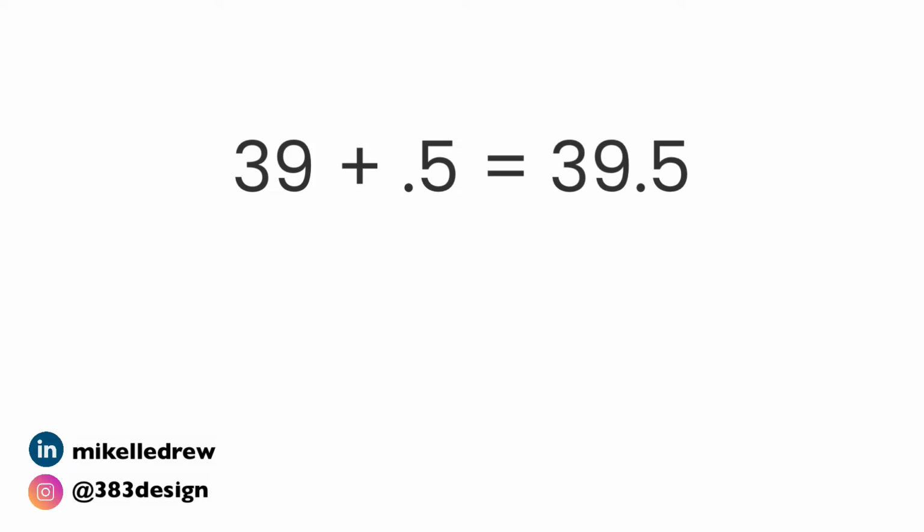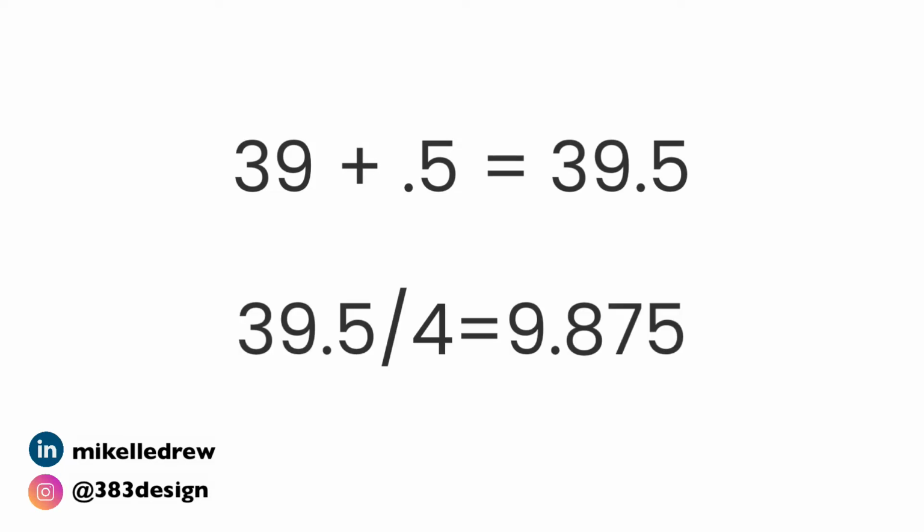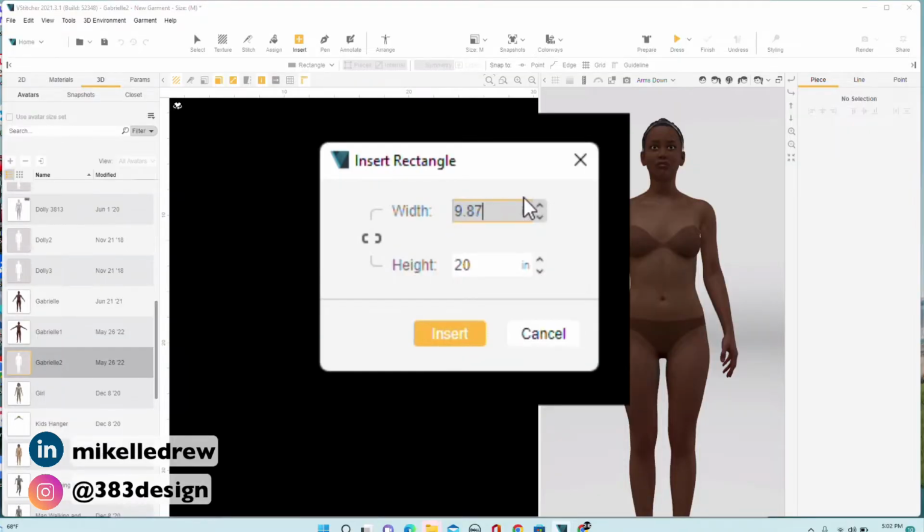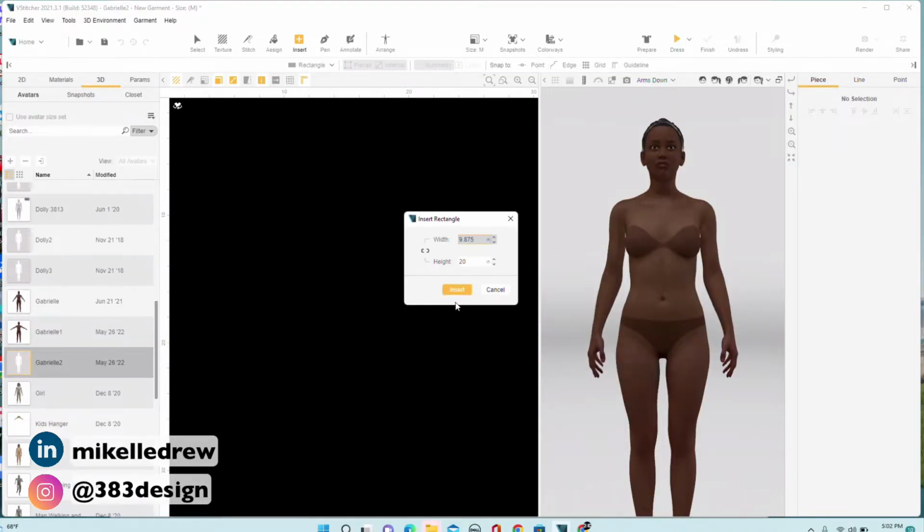Now, when we create this, we're going to be creating a front and a back and then virtually unfolding them. So your width measurements will be divided by 4. I rounded up the waist and hip width measurements, and we're going to use the widest point, which is the hip. So the hip width is 39.5 with ease, for a total of 39.5. Divide that by 4 and you get 9.875. And the height will be the length of the skirt, which is 20 inches.